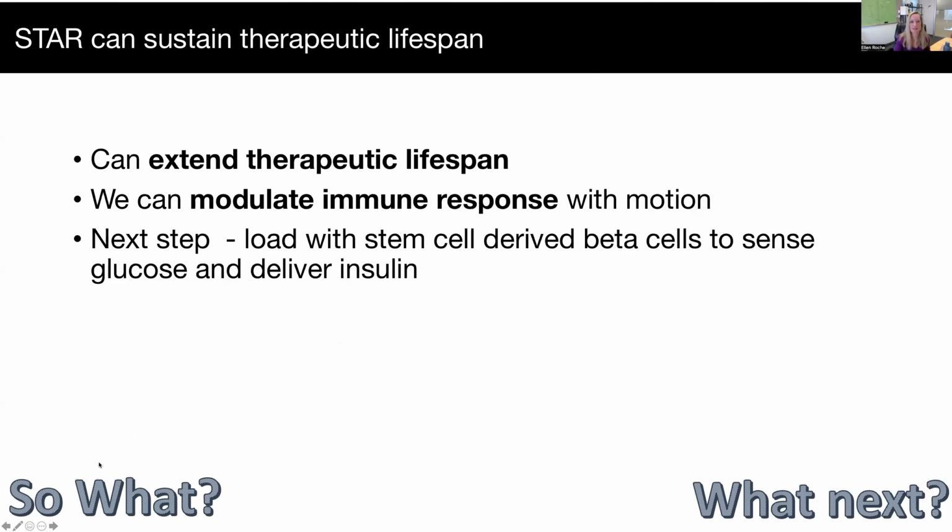Overall, we can extend the therapeutic lifespan. We can somewhat modulate the immune response just with motion. And now we're working with collaborator Professor Millman at University of Washington to load with stem cell derived beta cells so that we can actuate and see if we can enhance the glucose sensing and extend the therapeutic lifespan of this cell therapy.